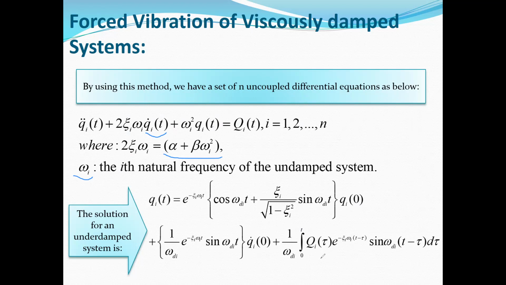And by using the convolution integral and the methods in the previous chapters, you can obtain the response using the initial condition. As you can see, this is the initial displacement and initial velocity, and this term plus this term is the homogeneous response, and this is the particular response using the convolution integral. So you see that we convert a system with multi-degree of freedom into n systems with 1 degree of freedom.